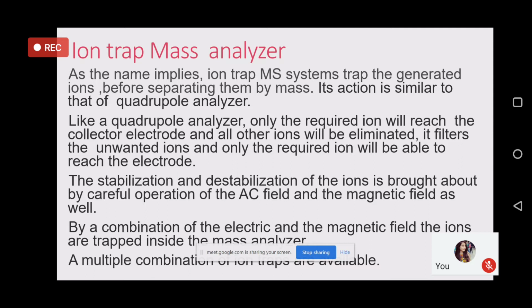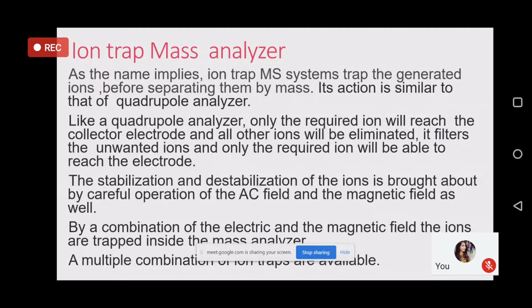In the case of a quadrupole mass analyzer, there is no collection. You have the ion beam coming in with different M by Z values. You have set the experimental conditions. So under those experimental conditions, only one particular set of ions with a particular value of M by Z will move undisturbed in that channel created by the four electrodes, or the two pairs of electrodes, or the four quadrupoles, as you can say. And that beam of ions with that M by Z value will reach the collector electrode and all other ions will get eliminated.